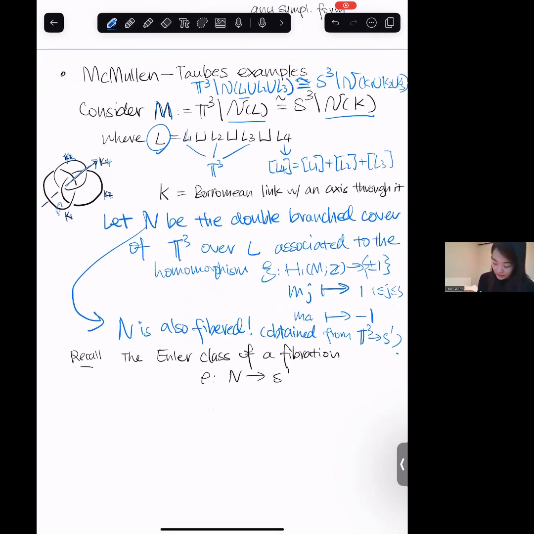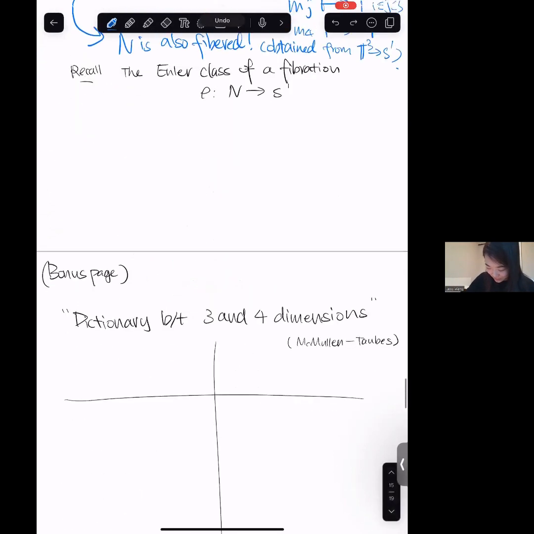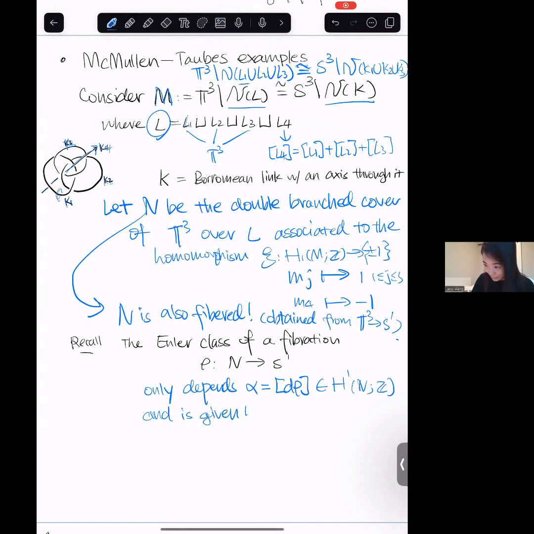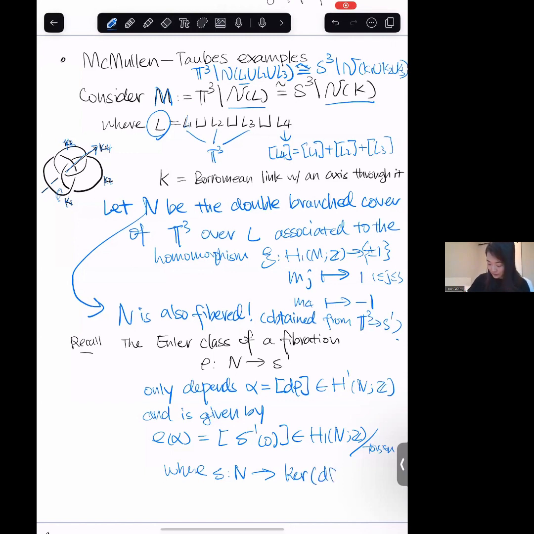And now we recall that the Euler class of a fibration, one description is that, well, you can believe me that this only depends on alpha, the first cohomology class, and is given by counting generic zeros of a generic section.